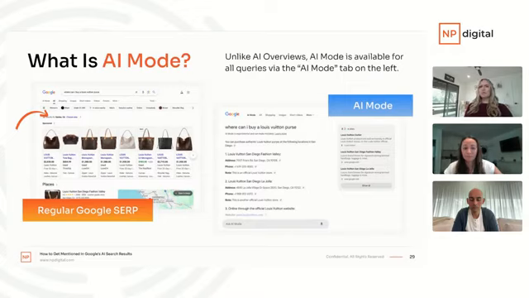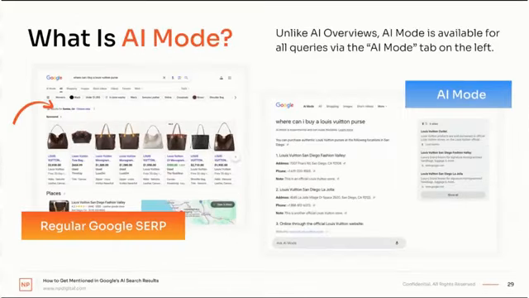So Google's new AI mode is an experimental search experience that brings the power of generative AI directly into Google search. The goal of this search experience is to give users more in-depth, nuanced answers and provide a much easier search experience that provides exactly what you're looking for. It's almost like having a smart assistant built into your search that's quickly going to help you find whatever you need.